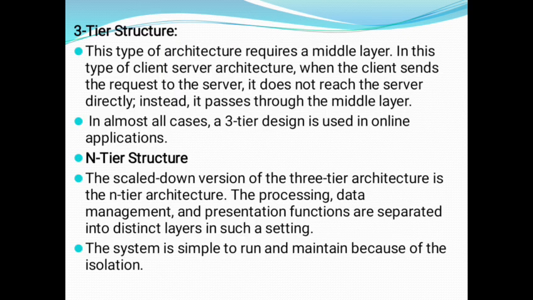Next is three-tier structure. This type of architecture requires a middle layer. In this type of client-server architecture, when the client sends the request to the server, it does not reach the server directly. It passes through the middle layer. In almost all cases, a three-tier design is used in online applications. Next is N-tier structure. The scaled up version of the three-tier structure is the N-tier structure. The process, data management and presentation functions are separated into different layers in such settings. The system is simple to run and maintain because of the isolation.